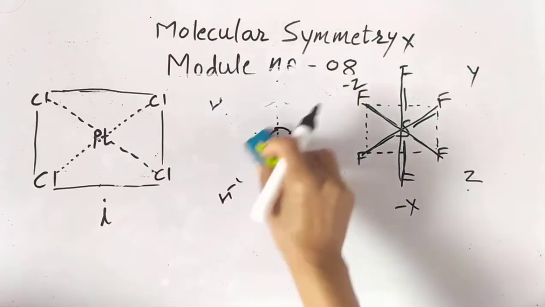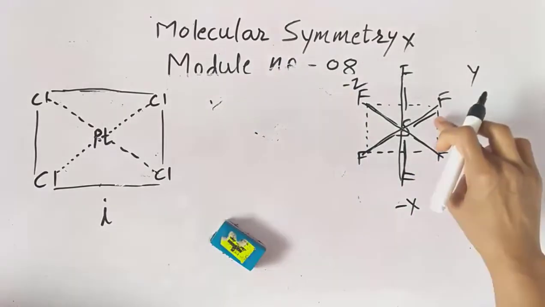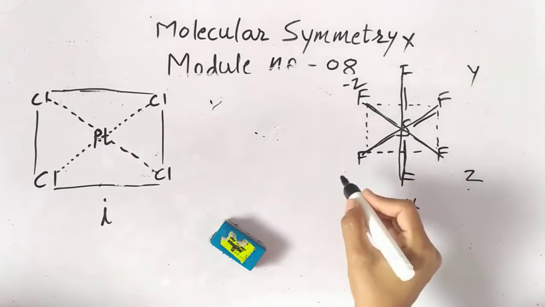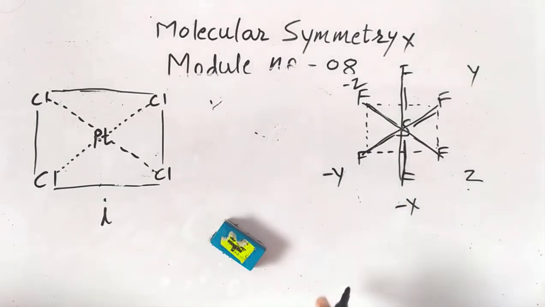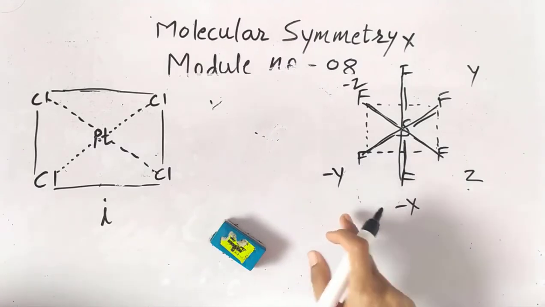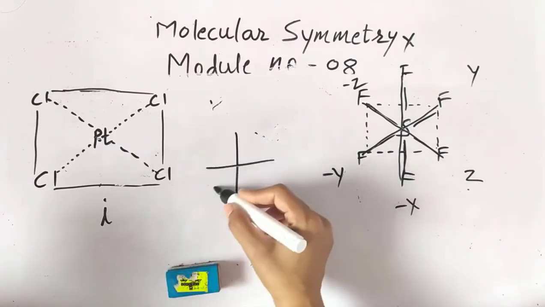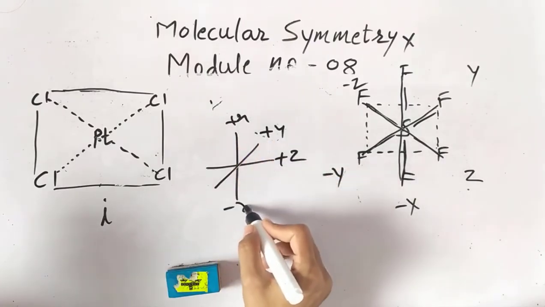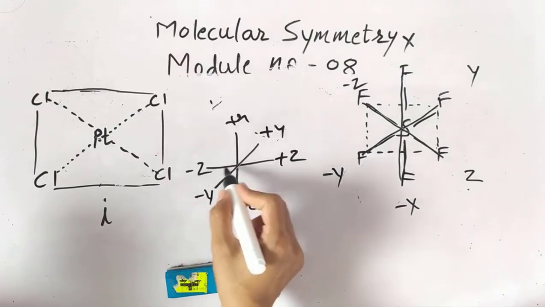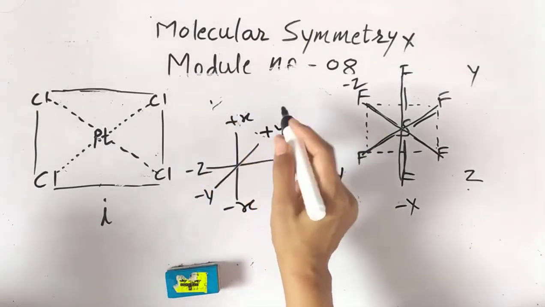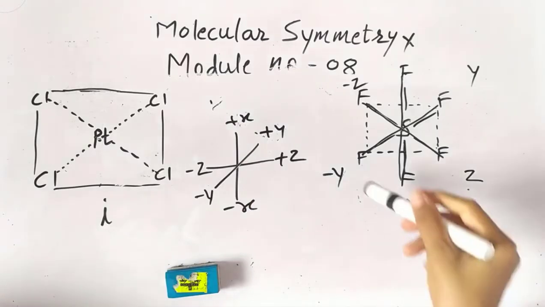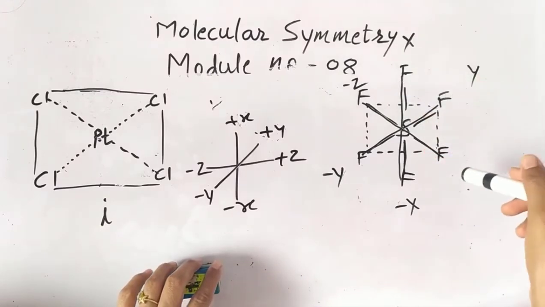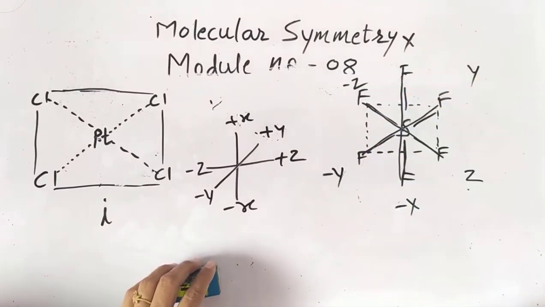Opposite to this fluorine atom on the x-axis, the other fluorine atom is present on the minus x-axis. Similarly, along this line, this fluorine atom is present on the y-axis and another fluorine atom is present on the minus y-axis. We know the Cartesian coordinates: plus x, plus y, plus z, minus x, minus y, minus z. This is three-dimensional geometry, and I have just put the axes.